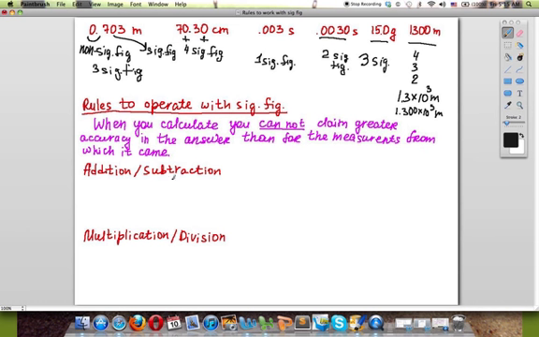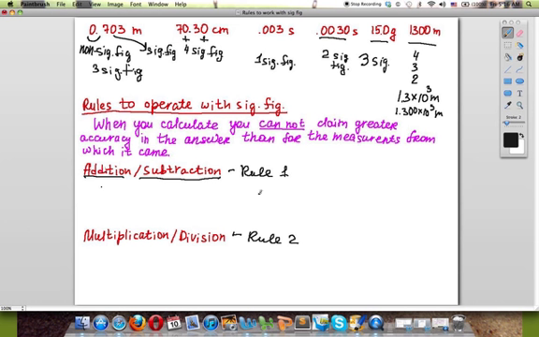So how to operate with sig fig? This is important. The major rule, which I stated up here, is that when you have measurements and you need to do any calculation, addition, subtraction, multiplication, or division, the result that you get cannot be more accurate than the measurements from which it came. For example, there are 2 different rules: for addition and subtraction it is rule number 1, and for multiplication and division there is rule 2.